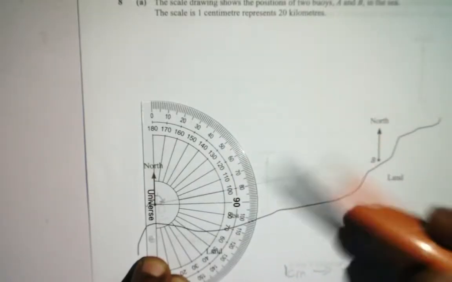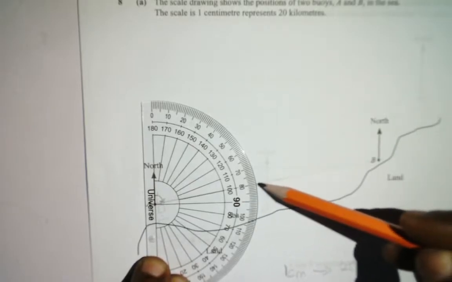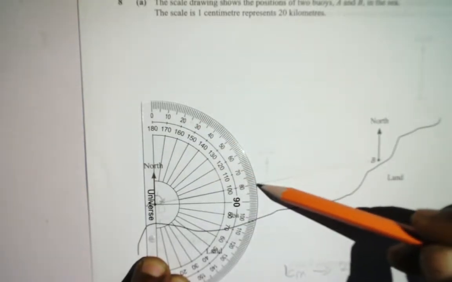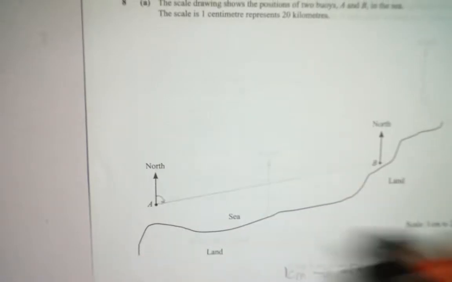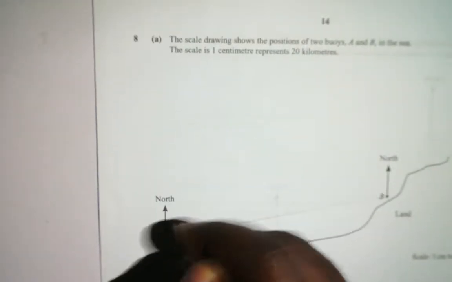So based on what I'm seeing here, the angle is 80 degrees. I read all the way down here until I meet the line already drawn. So the bearing is 80 degrees. And bearing, of course, you have to write it in 3 digits. So that is 080 degrees. So putting it in the answer here, 080 degrees. That is the bearing of B from A.